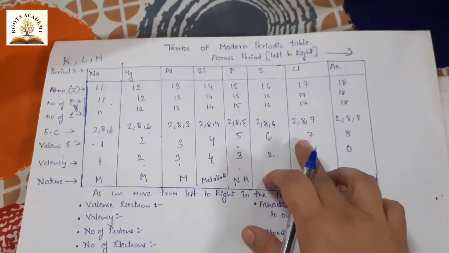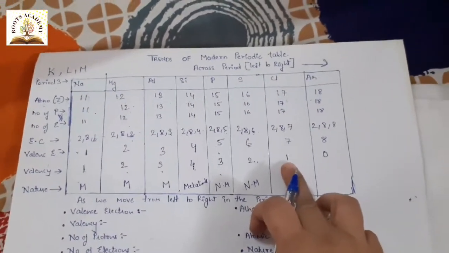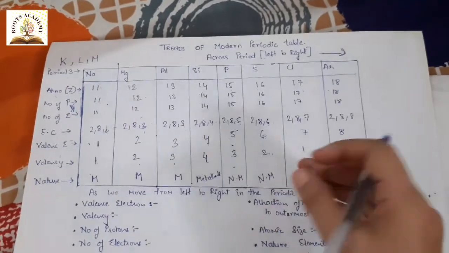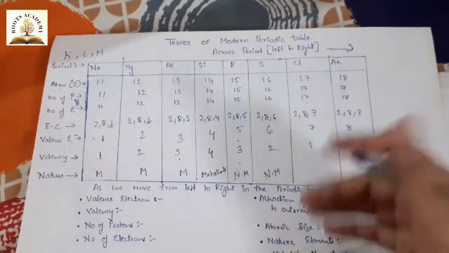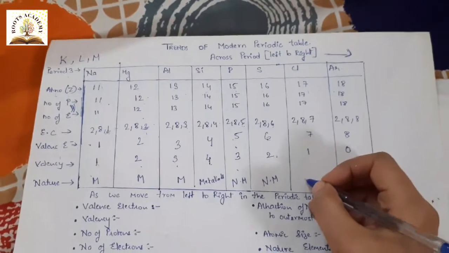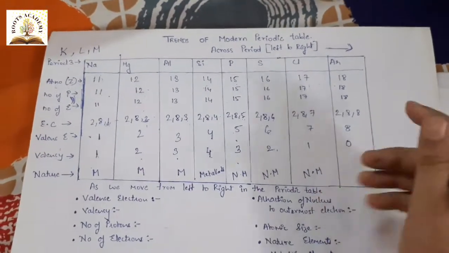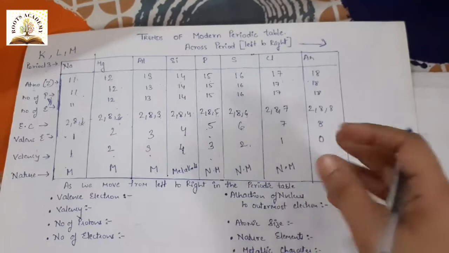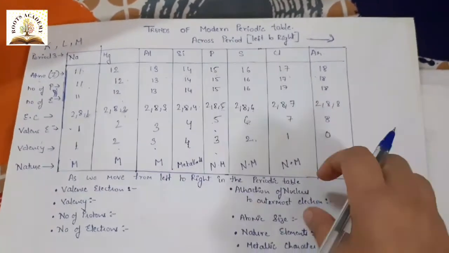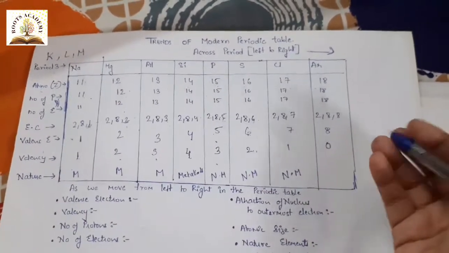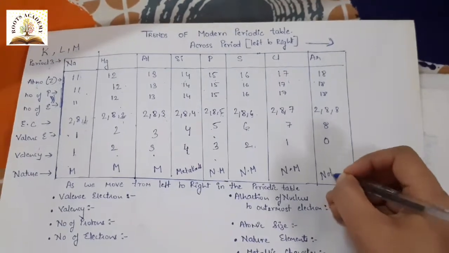Chlorine valence electron is 7, valency is 1, meaning chlorine requires only 1 electron, it is gaining 1 electron, so again it is a non-metal. In this case valency is 0 because it already has 8 electrons in the outermost orbit. So argon is a noble gas.